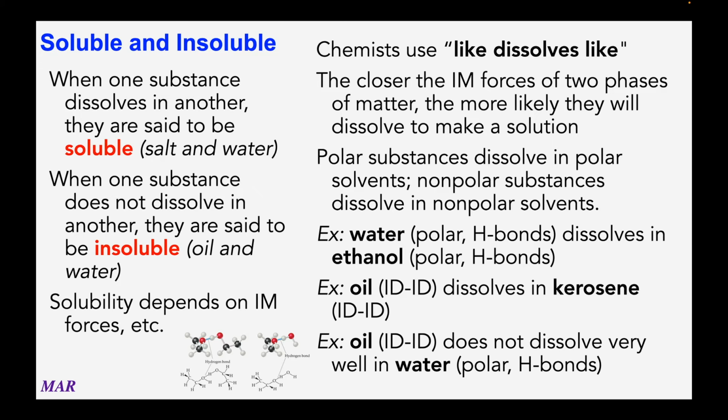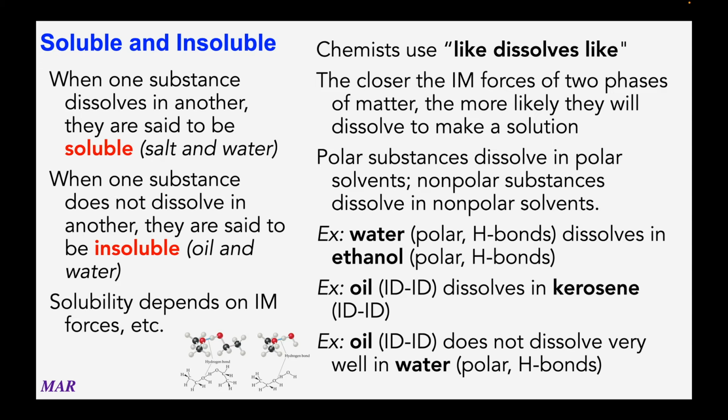Just say no, kids. Anyway, ethanol has a polar hydrogen bond to it. It has an OH bond on it. So it gets along really well with water, which has lots of OH bonds. Oil dissolves really well in kerosene. All right. Oil and kerosene are both basically non-polar combinations of molecules. And so they get along really well.